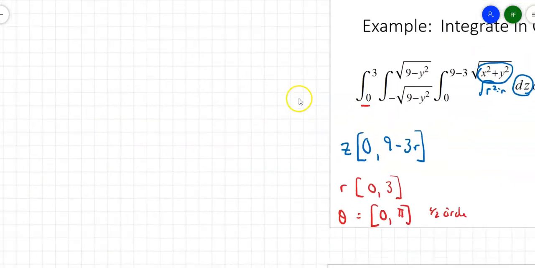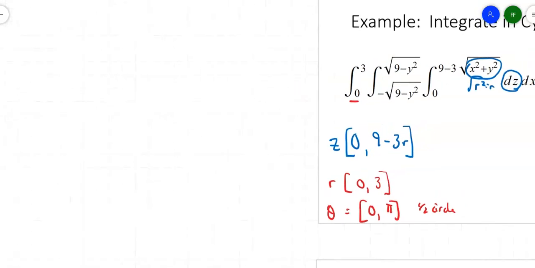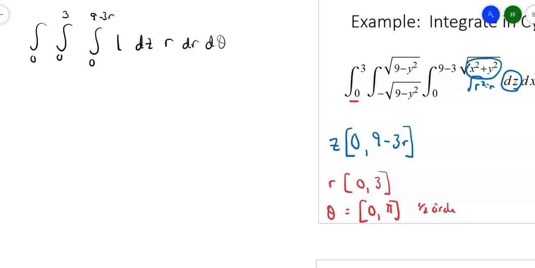All right, how do we set this up? We need a triple integral of, we'll call it 1 dz r dr d theta, right? Where the z values go from 0 to 9 minus 3r, the r values go from 0 to 3, and the theta values go from 0 to pi.